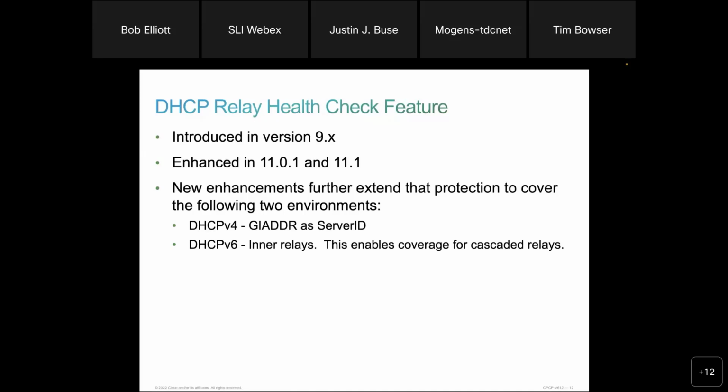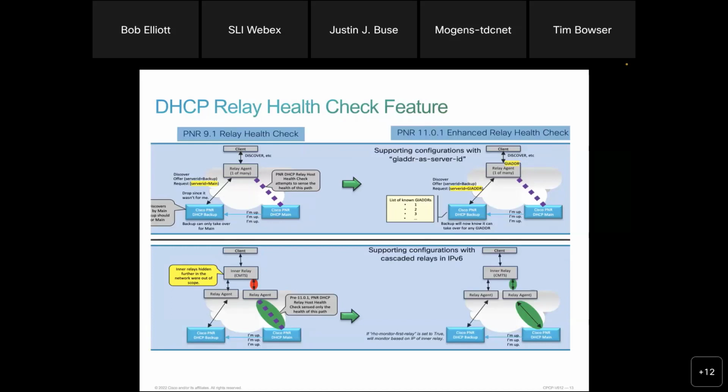There have been some enhancements in version 11.0.1 and 11.1, and basically they allowed relay health check to be used in different networking environments. It was kind of rigid how it could be used before, and depending on how your DHCP environment was set up, relay health check may not have been an option, both for DHCPv4 and DHCPv6. But with version 11, they have enhanced that.